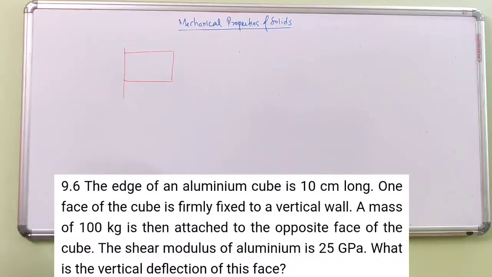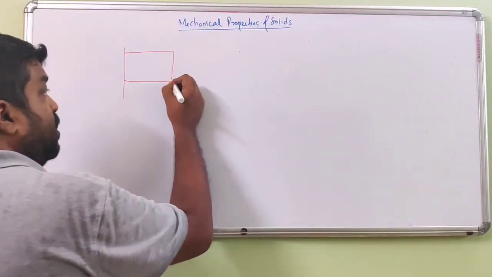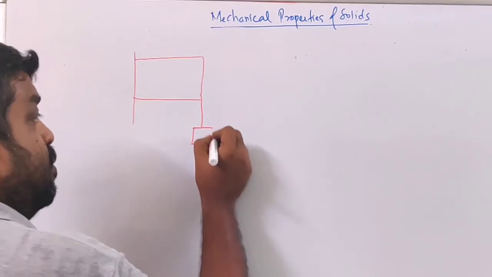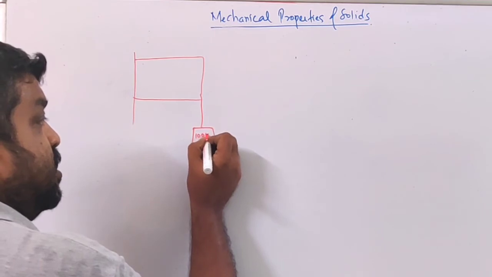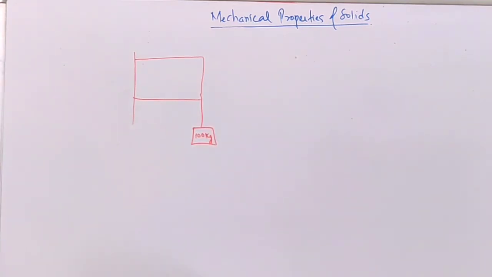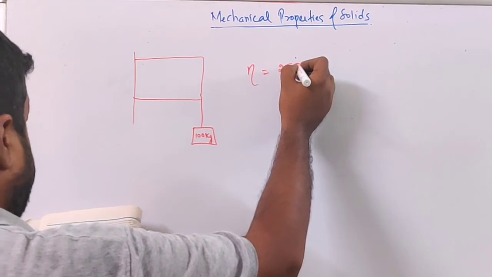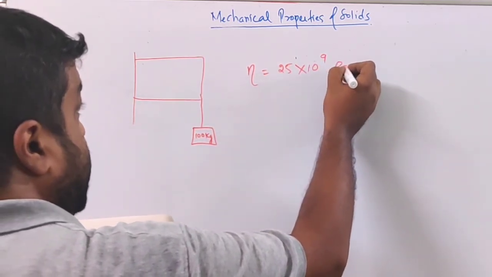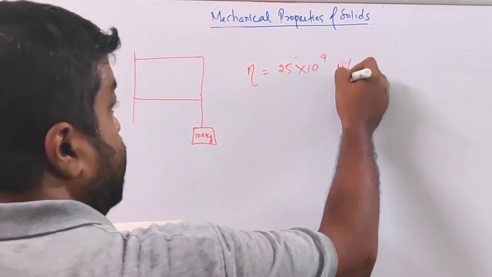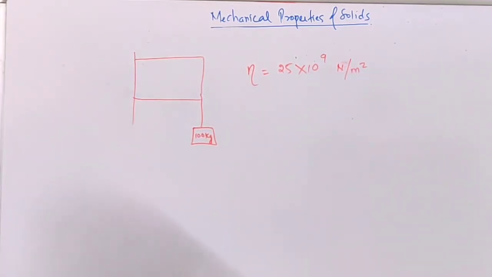One of the faces is firmly fixed on a vertical wall, and a mass of 100 kg is then attached to the opposite face of the cube. So here, the force is from a mass of 100 kg. Okay, the shear modulus, eta, is given to be 25 gigapascal, so 25 into 10 power 9 Pascal. Pascal and Newton per meter square are the same. Okay, so this is eta, and we are asked to find the vertical deflection.